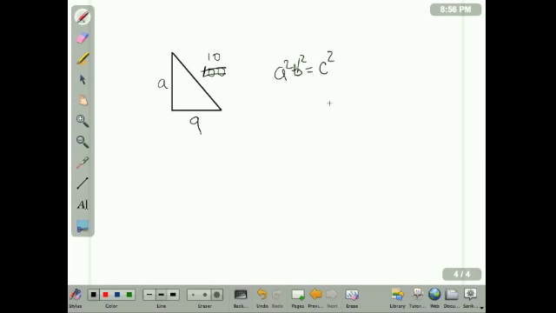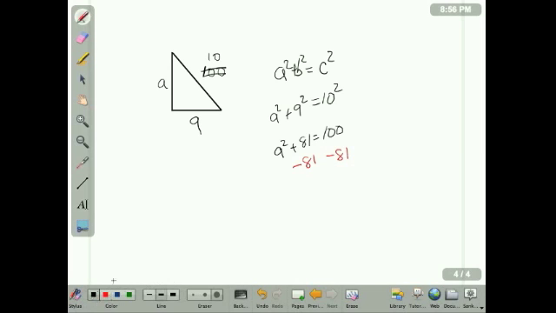And in this case we know that 10 squared is equal to 9 squared plus a squared, and we don't know what a squared is. This is 100. This is 81. And we don't yet know what that is. So we need to solve for a squared. We do that by using our additive property to subtract 81 from both sides.